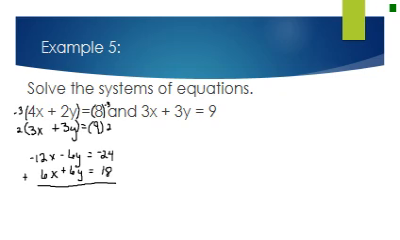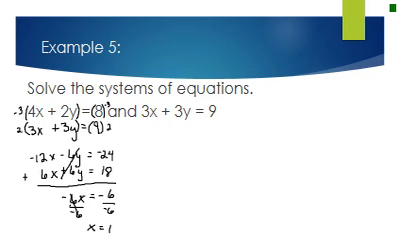Okay, so now we've got opposites. We can cancel the -6y and the 6y. -12x plus 6x, that gives me -6x. And then -24 plus 18 gives me -6. Divide by -6. And x equals 1.